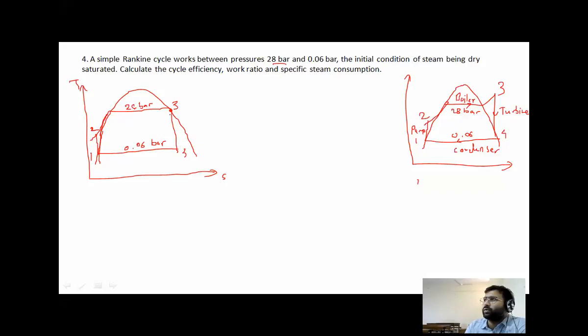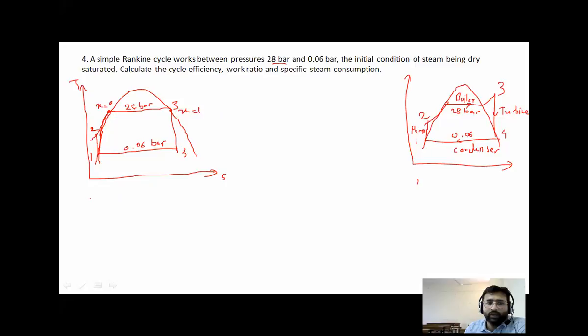So they have given that the steam is dry saturated at the inlet of turbine. That means the dryness fraction is how much? If the steam is dry saturated, the dryness fraction is 1. When we say liquid saturated, X is 0. When we say dry saturated, X is 1. In between them, for wet steam, it will be between 0 and 1. So now let us start.